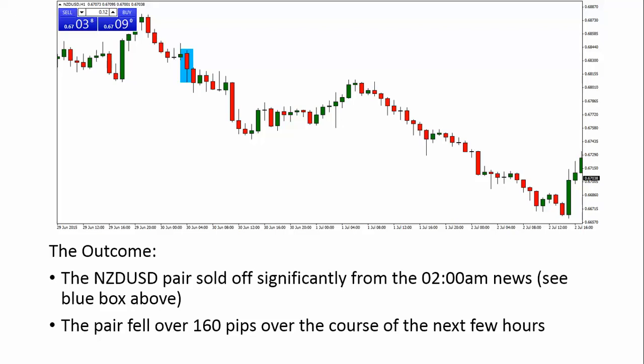Again, we're not looking to take every single pip from the move, we're just looking to take a proportion of it. However, when you get your trade plan right, when it comes together, you get some significant moves, and we're looking to take a small proportion of that and then look for our next opportunity.